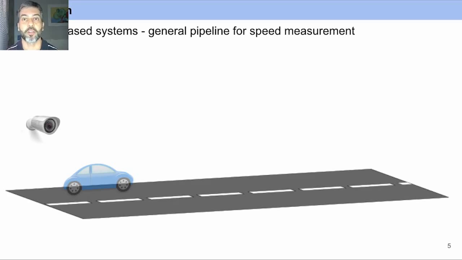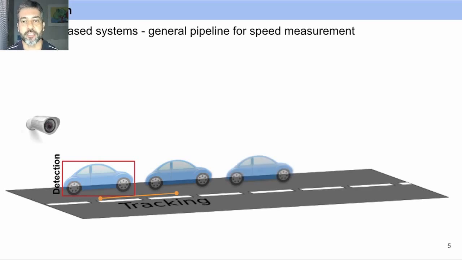Three steps are required to obtain the speed of a vehicle from a camera. Vehicle detection, where each vehicle passing the scene is located. Vehicle tracking, where the detected vehicle is tracked until it leaves the scene. And camera calibration, to find the parameters needed to transform the vehicle trajectory shift in pixels to some real-world unit.